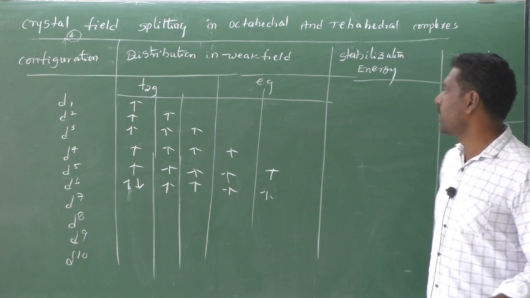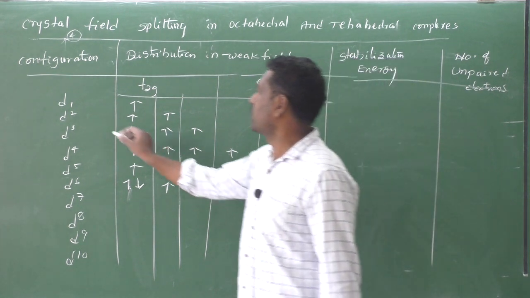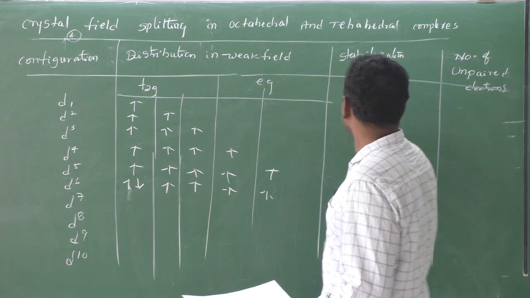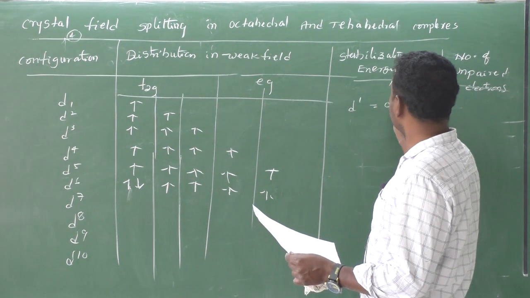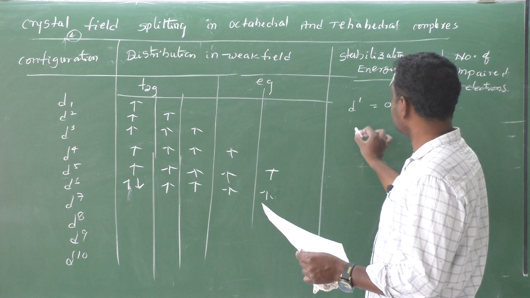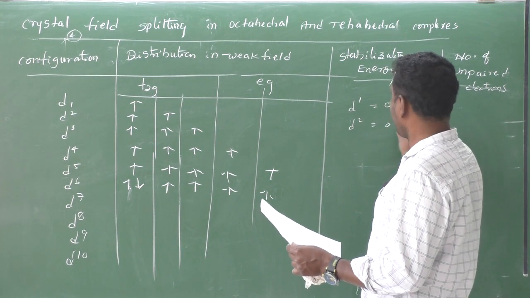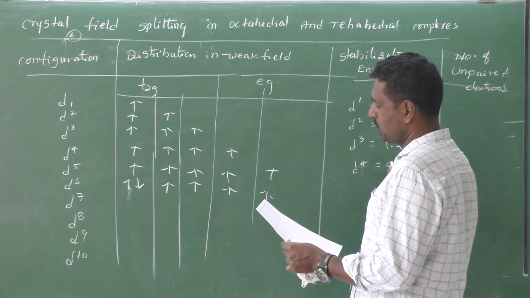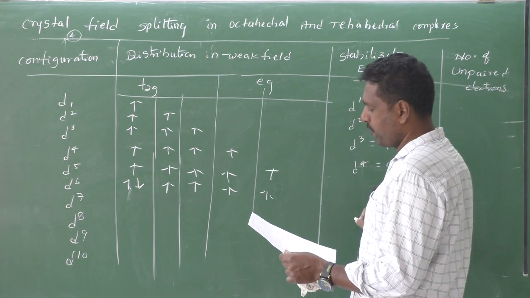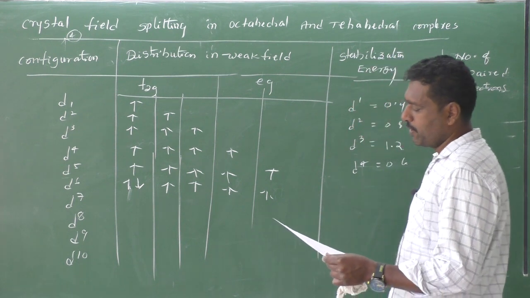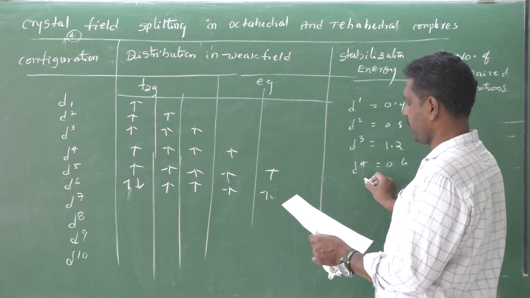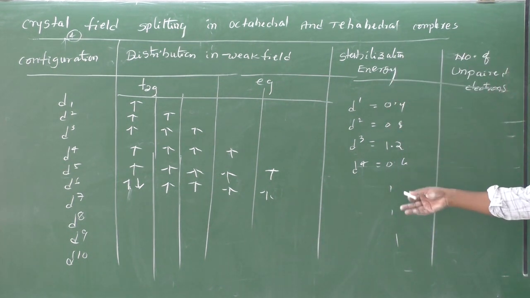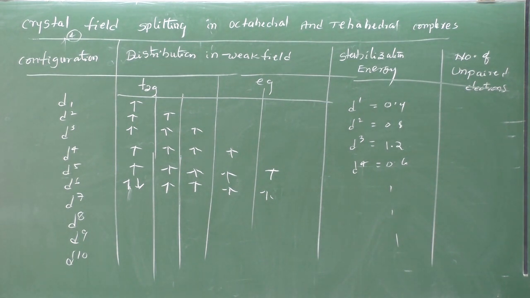After we calculate it, we get the values here. I will write the values for D1, D2, D3, D4. So first one for D1 is 0.4. D2 0.8. For D3 1.2, for D4 0.6, for D5 0.05. So like this we can calculate the values. You know the same formula we can substitute it here.